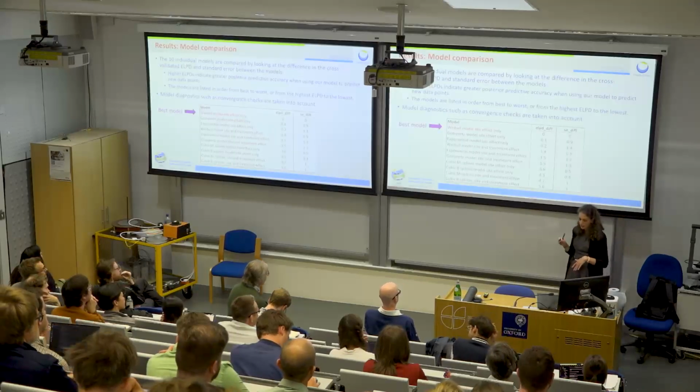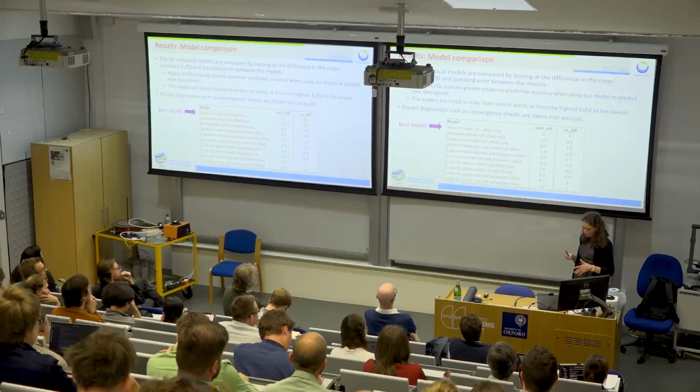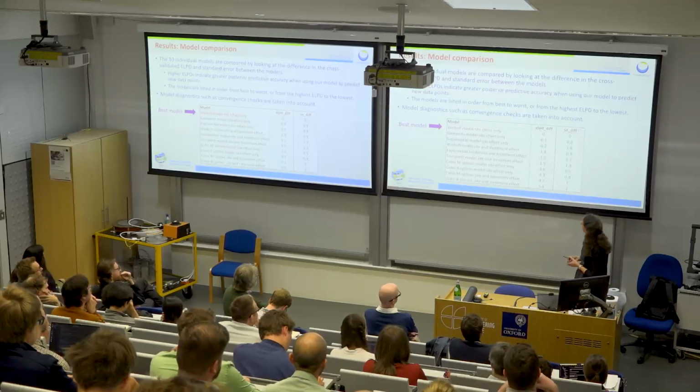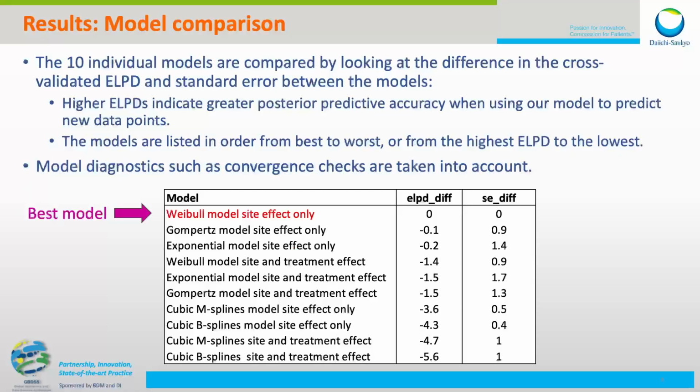Okay, so you look at, of course, model diagnostics and convergence checks, which should be the very first thing that you're always checking for your 10 models. But you're also looking at the difference in the cross-validated expected log predictive densities. Higher ELPD, the better, as you know. And so I list it in order from best to worst. And again, the convergence checks and model diagnostics are taken into account in this list.